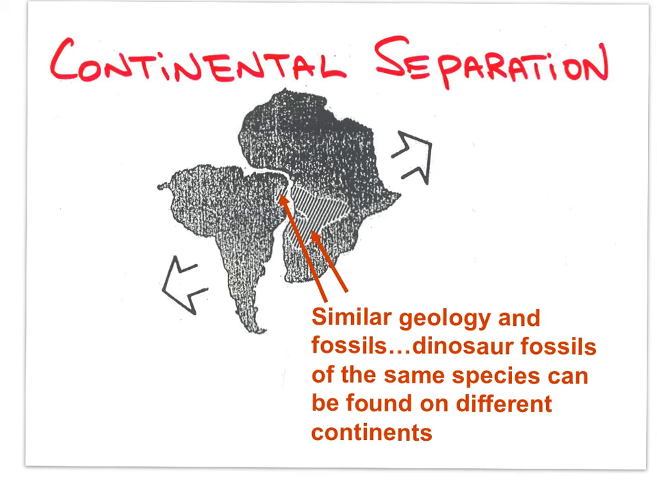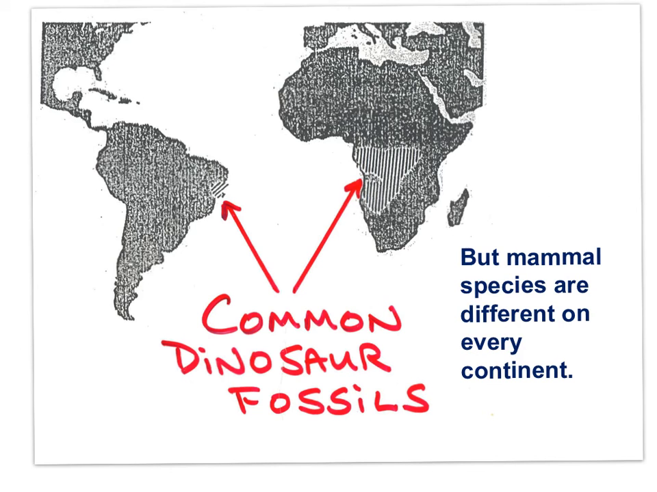Evidence for plate tectonics and the shifting of continents is just in the looking. We can find common dinosaur fossils here in South America and here in Africa because the dinosaurs were present when the land masses were together. But mammals did not radiate until 60 million years ago, after the continents had separated. So we find different mammal species on each continent.